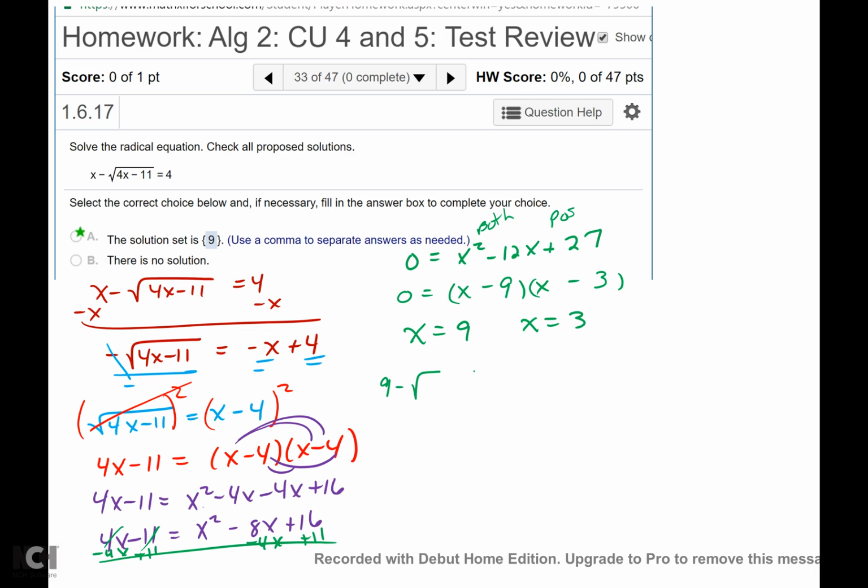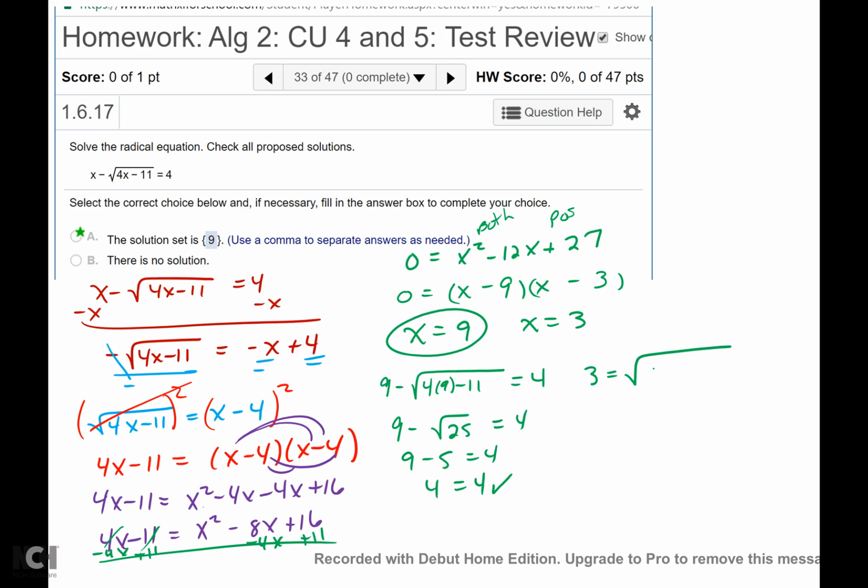Let's check 9 minus the square root of 4 times 9 minus 11 and see if it equals 4. 9 minus, that's 36, minus 11 is 25. That's 9 minus 5, which is 4. 4 equals 4, I can keep it. Plug in the 3 and have 3 minus the square root of 4 times 3 minus 11 equals 4. That'd be 3 minus, 12 minus 11 is 1. That'd be 3 minus 1, which is 2, which does not equal 4, so we have to throw it out. Okay?